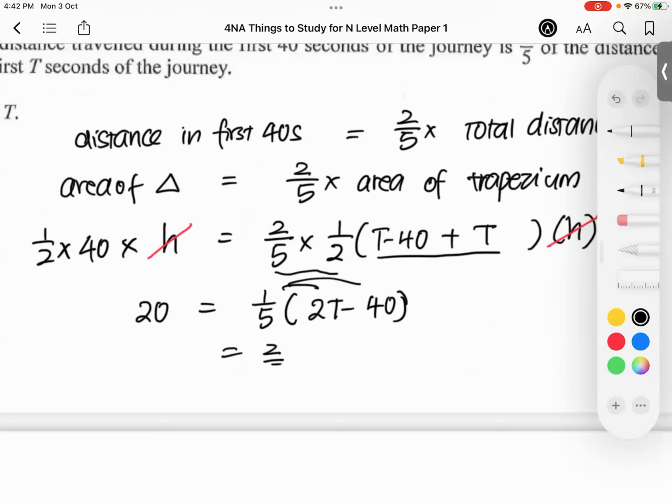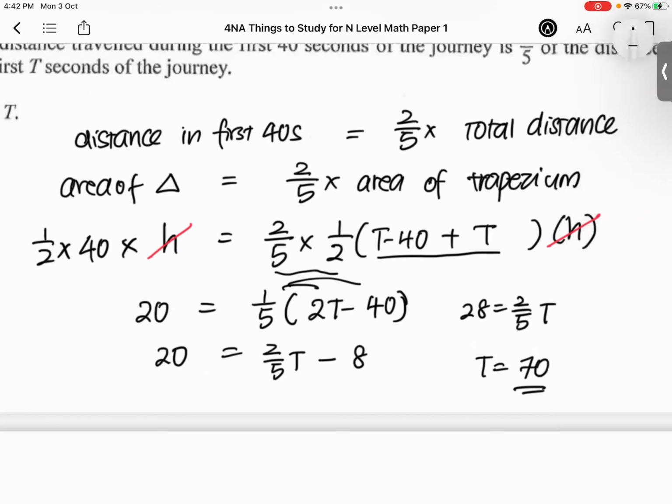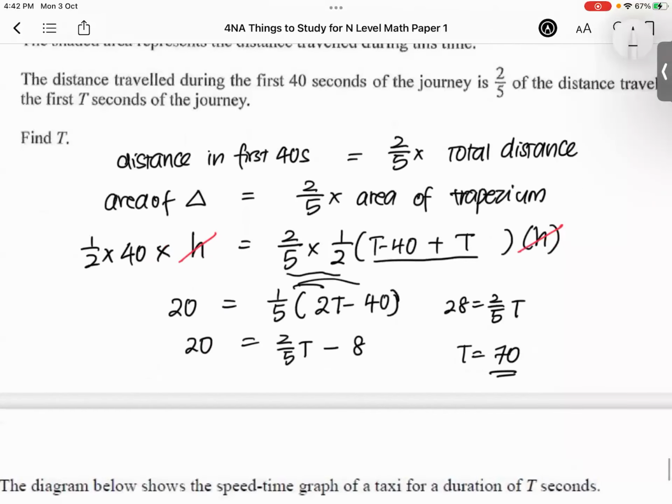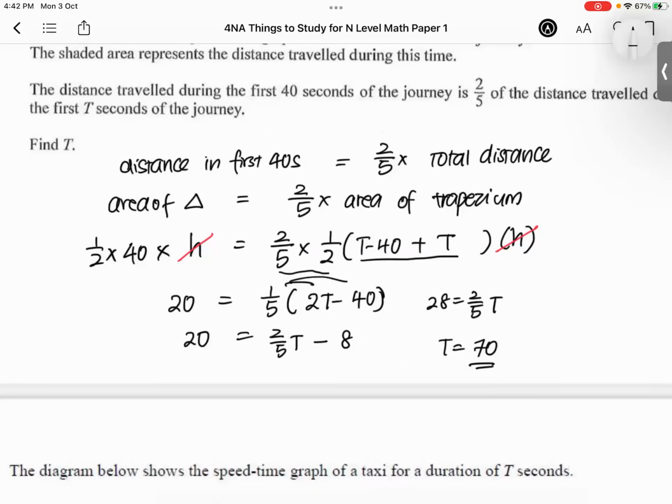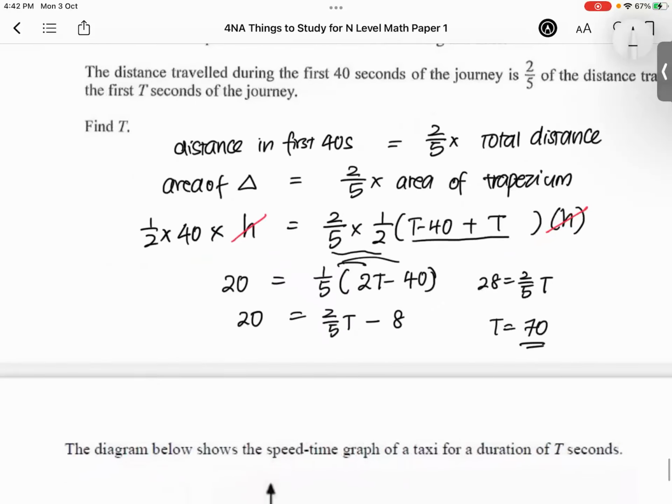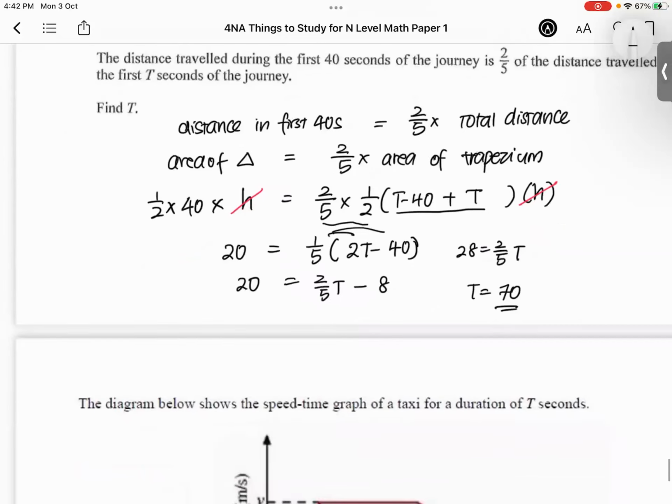So 2/5t minus 8. 20. Shift over, 28 equals to 2/5t. T equals to 28 divided by 2/5. Answer 70. Ta-da. Okay. Can be done. Write down the question, the whole statement, then plug in numbers, cancel out common factor, simplify. Okay.